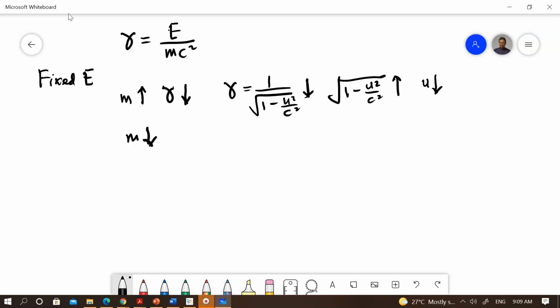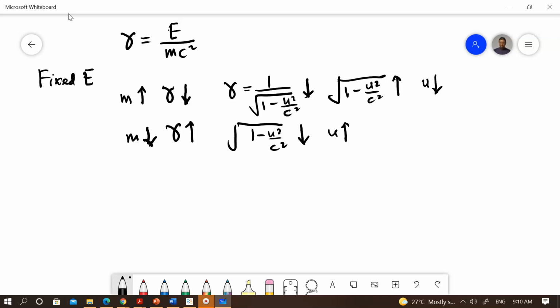If you decrease the mass, then you need to increase your relativistic factor. Then 1 minus u squared over c squared has to decrease, so in this case u will increase. Again, what does it say? If you make the mass of the particle less, it gives you the capability of making the particle move faster.